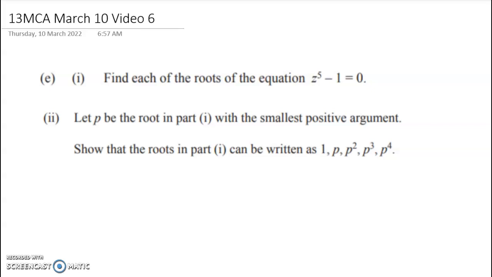So first we have to find each of the roots of this equation here. You can't get a much simpler complex roots equation than that one. And then we're going to let p be the root in that part with the smallest positive argument, and we've got to show that they can be written like that.